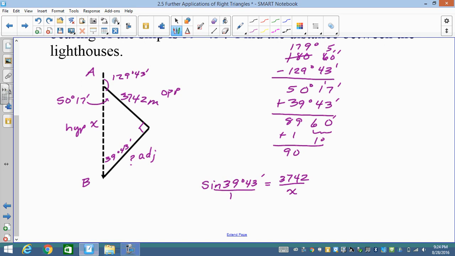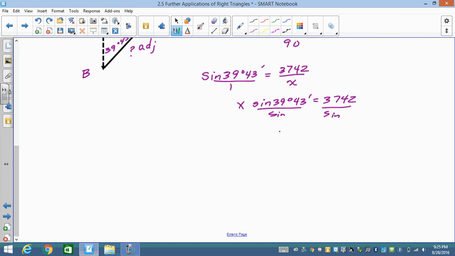Cross multiply, we get x sine of 39 degrees, 43 minutes equals 3742. Divide by sine, and we get x equals 3742 divided by sine of 39 degrees, 43 minutes. And that gives us an answer of 5.8, and I cannot read my own writing. It looks like 5.6.